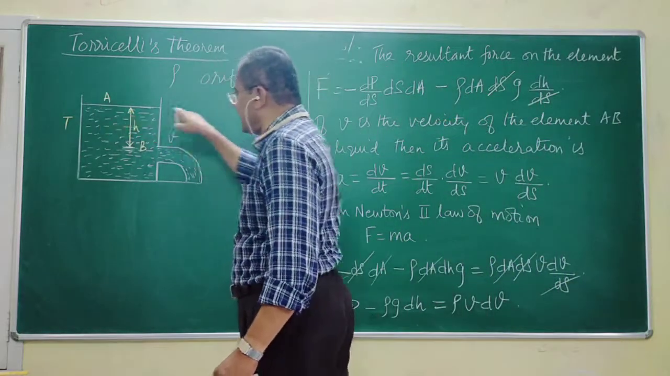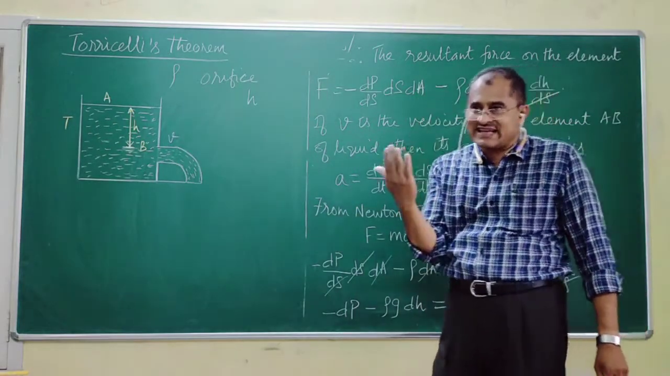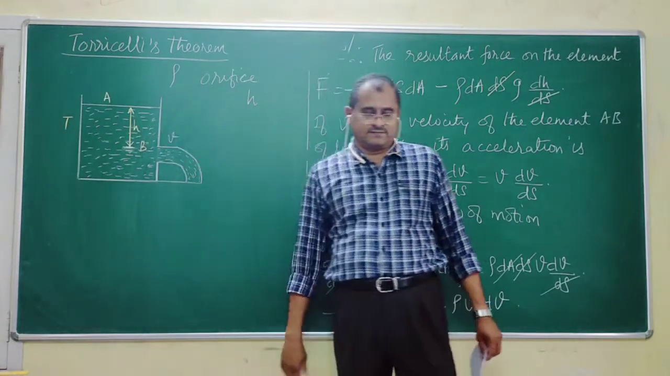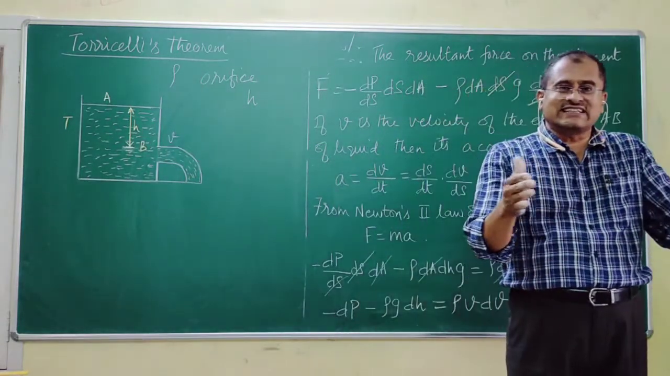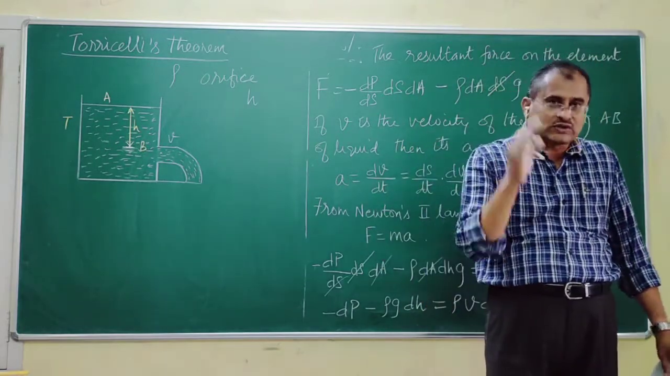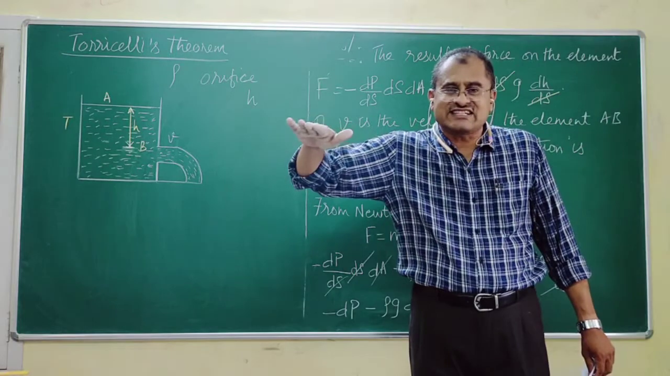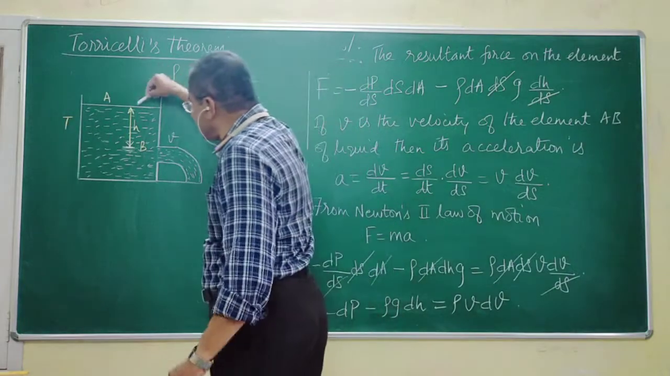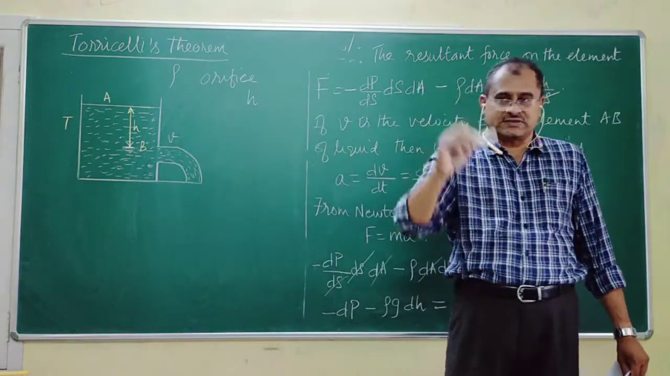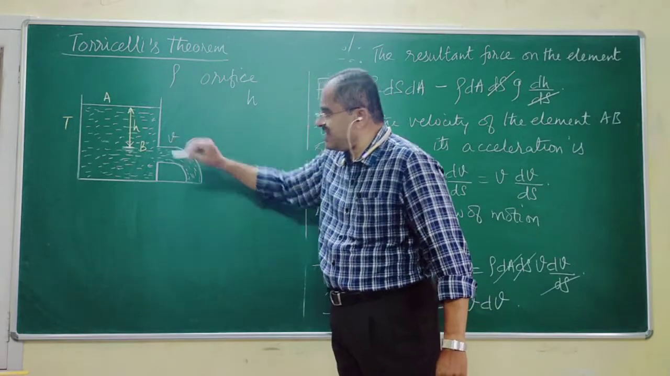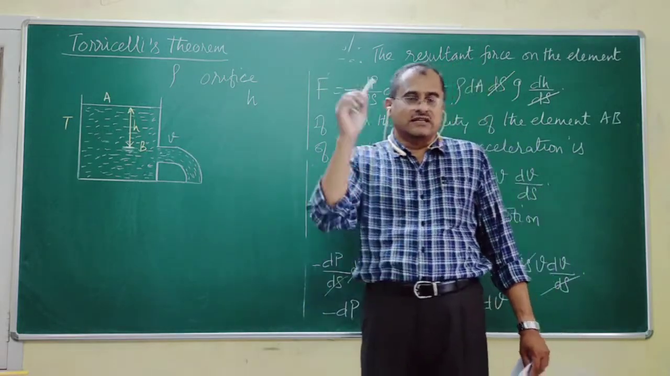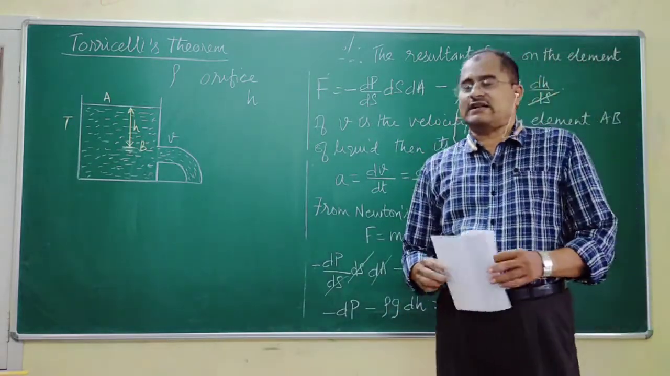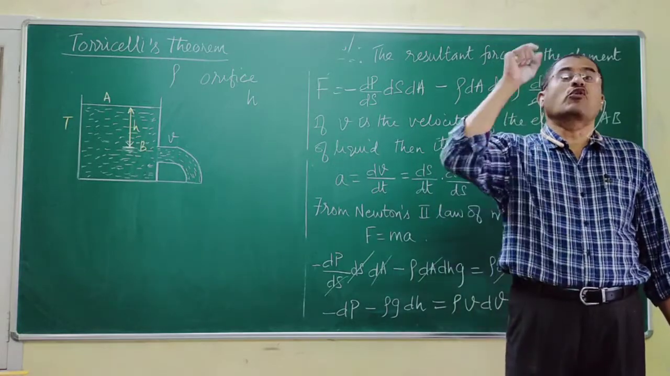The surface of the liquid, which is marked as A, is at a height h above the orifice at B. Third point, we consider the vessel to be sufficiently wide so that the velocity of the liquid at the surface A can be taken to be 0. The pressure acting on this surface A is atmospheric pressure. The pressure acting at B near the orifice is also atmospheric. Let the velocity of the liquid at B be taken as V.